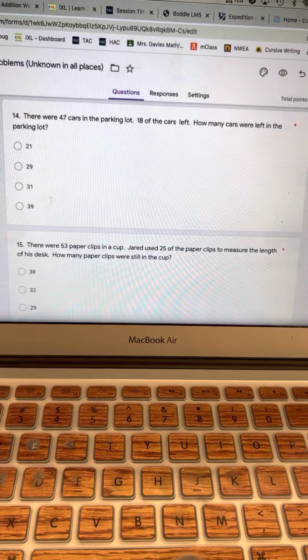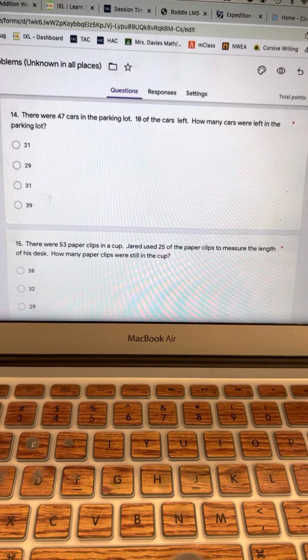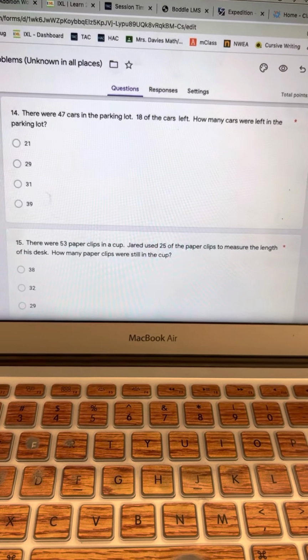Number 14, there were 47 cars in the parking lot. 18 of the cars left. How many cars were left in the parking lot?